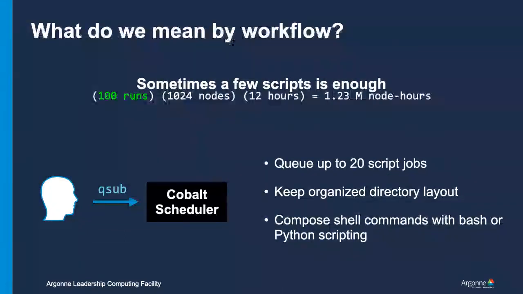Furthermore, Theta allows up to 20 jobs queued at a time. So with traditional larger scale runs, say on the order of 1,000 nodes and 10 hours, you could see in this example calculation, it's very easy to burn through a large allocation on our systems without really resorting to any specialized workflow tools besides the scripts you're already comfortable writing.